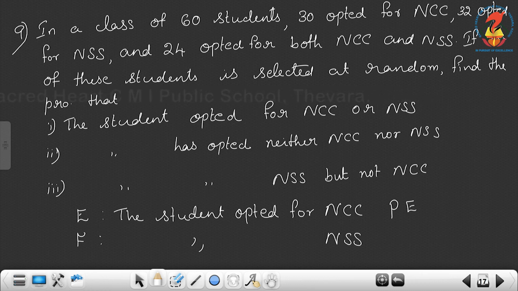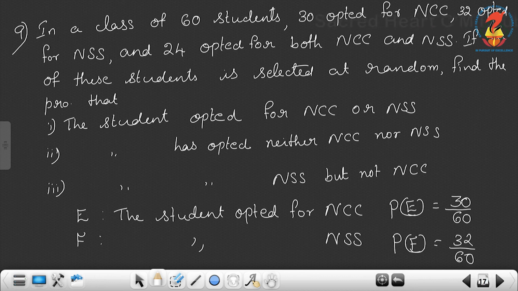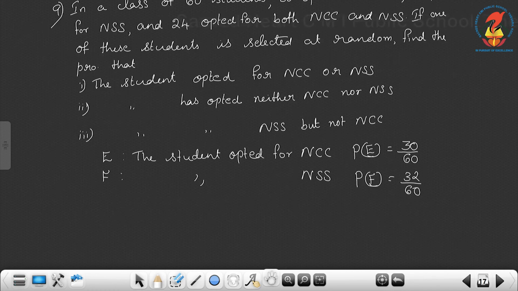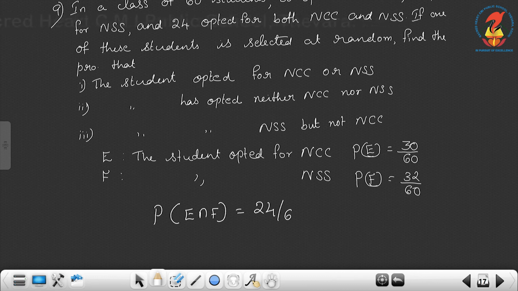So, what is P of E? How many students opted for NCC? 30. Favorable is 30 by total. Don't forget to write the total. Total in the class 60 students are there. So, P of F is NSS 32 by 60. Then 24 opted for both. So, both means intersection is given. P of E intersection F is equal to 24 out of 60.